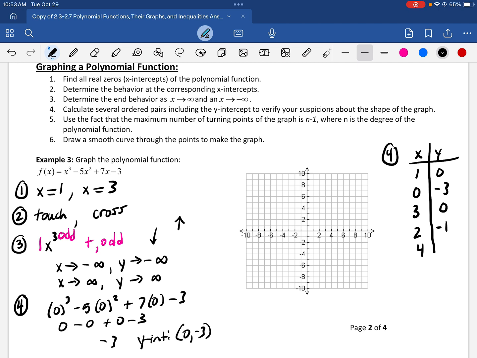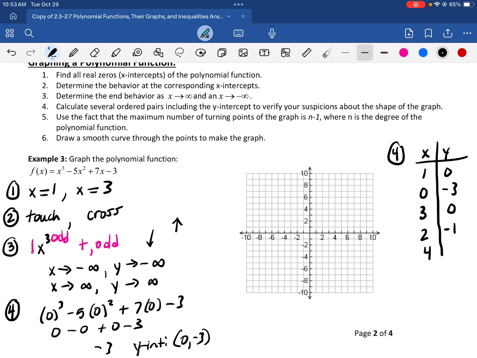You do the same thing for 4, plug it in. So 4 to the third is 64, minus 5 times 16, plus 28, minus 3. I think we end up with 9. So that gives us some points there that we can graph on our graph and figure out what this kind of looks like.